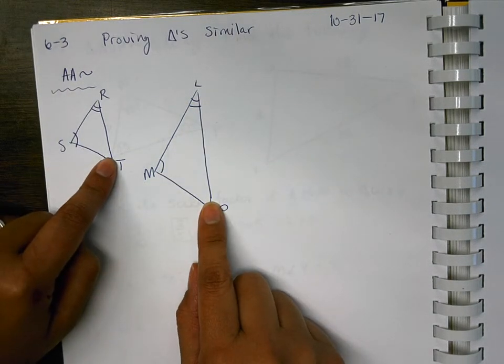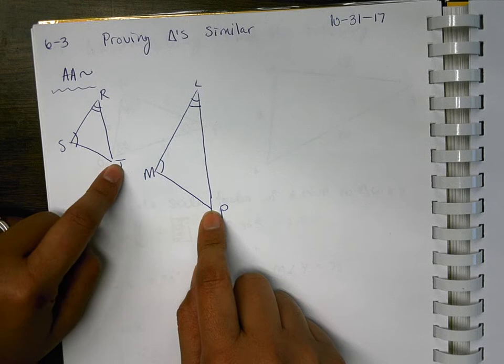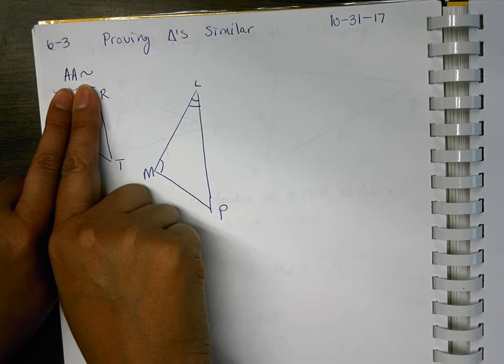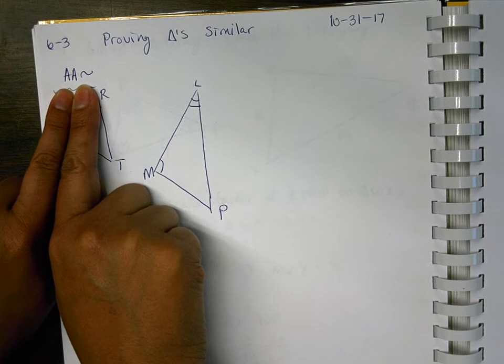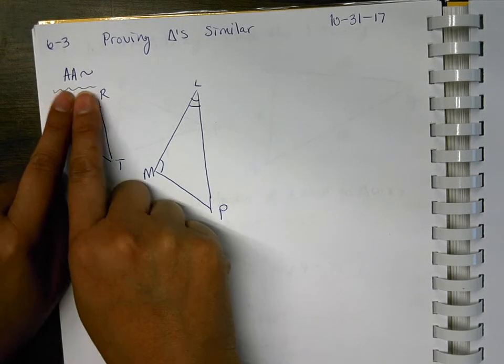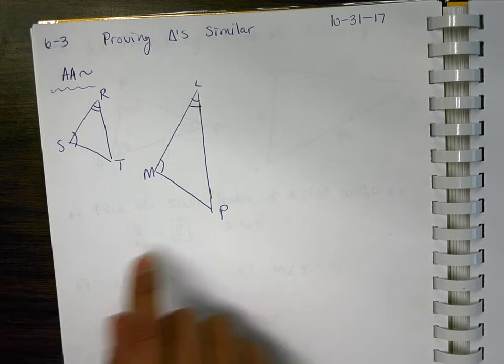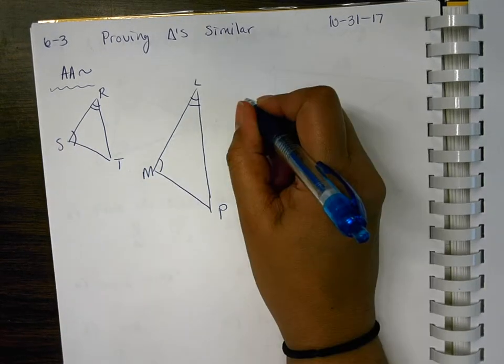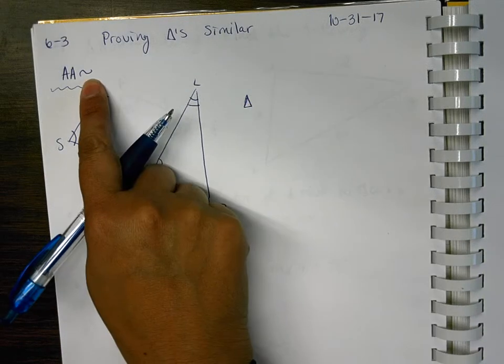So this would be angle, angle, angle. Did we ever use angle, angle, angle for triangle congruency? No. Is it okay to use for triangle similarity? It is. We don't have to call it angle, angle, angle. AA is enough because third angle theorem is implied. All right. So if two sets of corresponding angles are congruent, then the two triangles are similar.